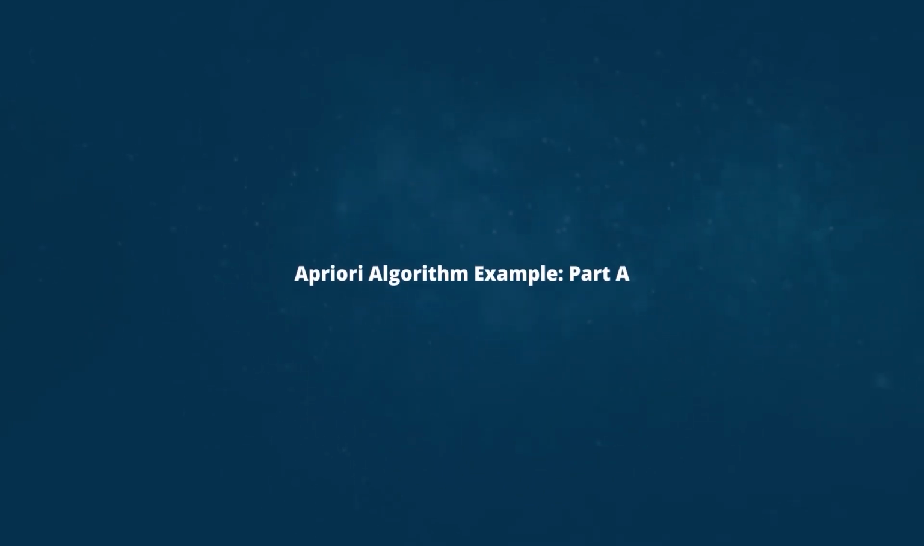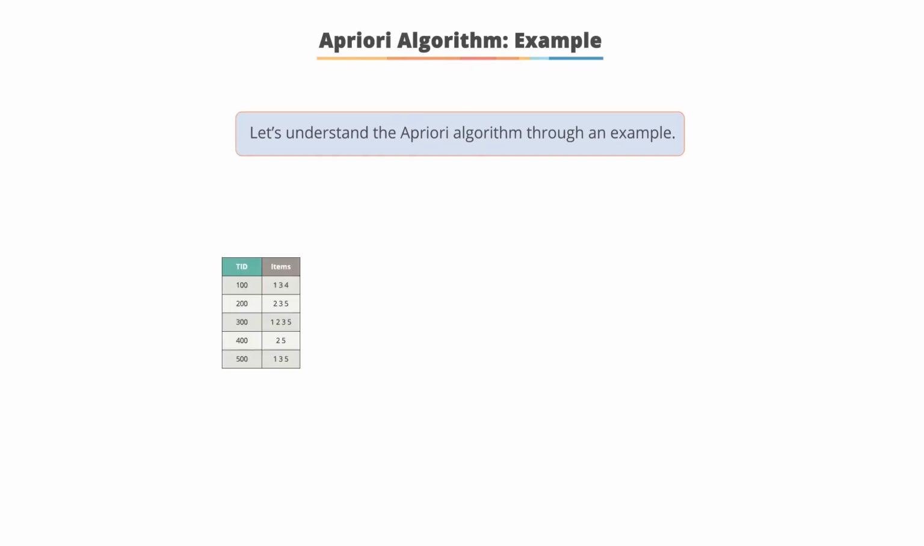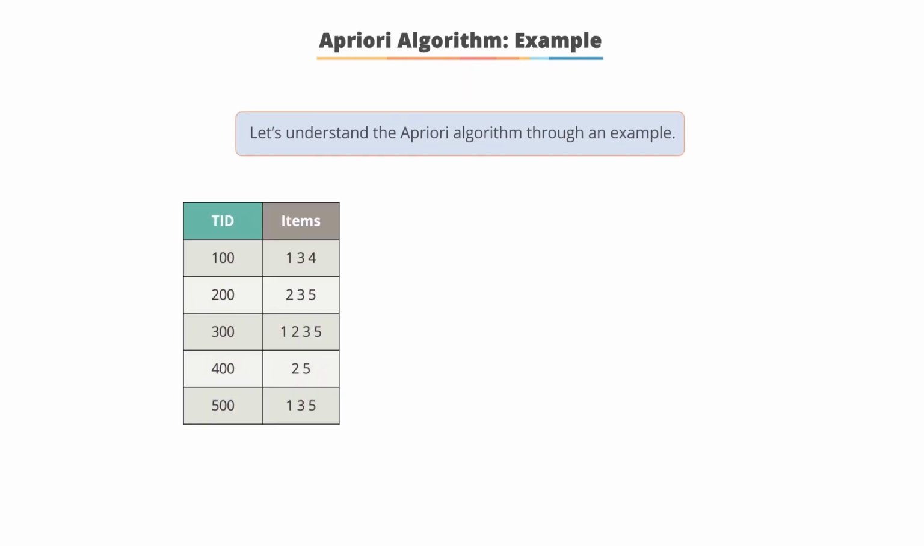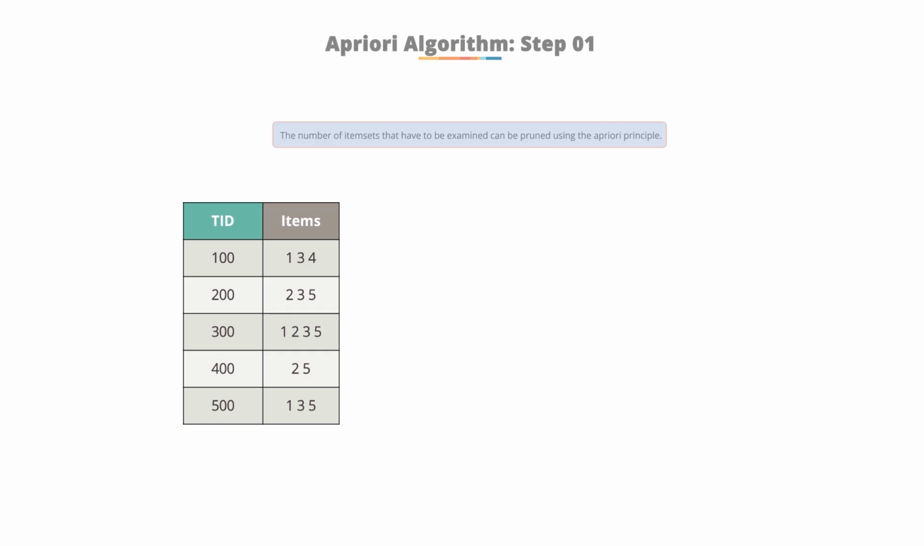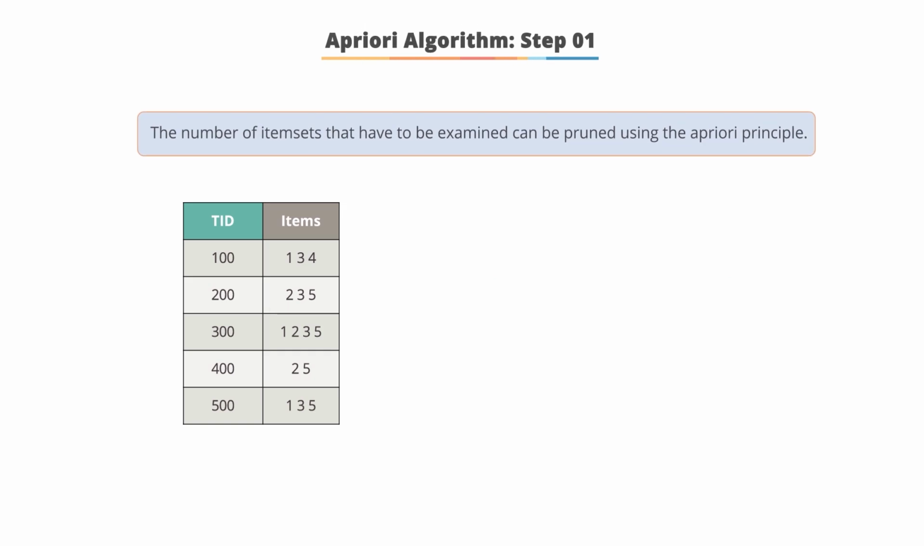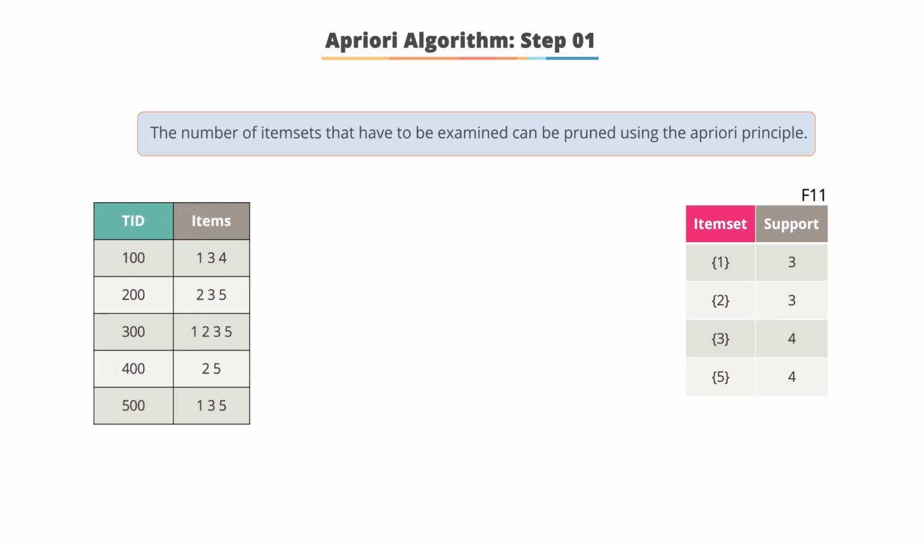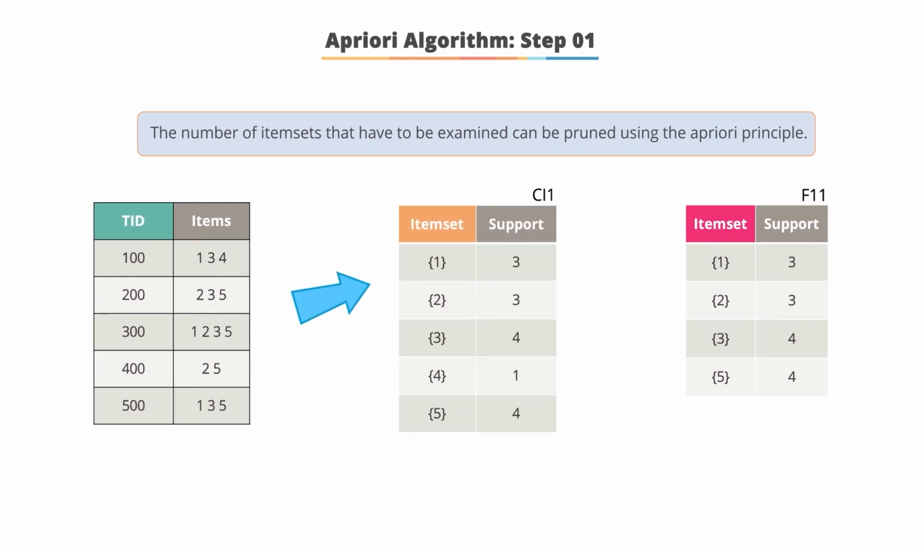Apriori algorithm example, part A. The number of item sets that have to be examined can be pruned using the Apriori principle. The list of popular item sets can also be obtained. We have the given data of a store. Scan the transaction database to get the support S of each one item set. Compare S with min sup and get support for one item sets.